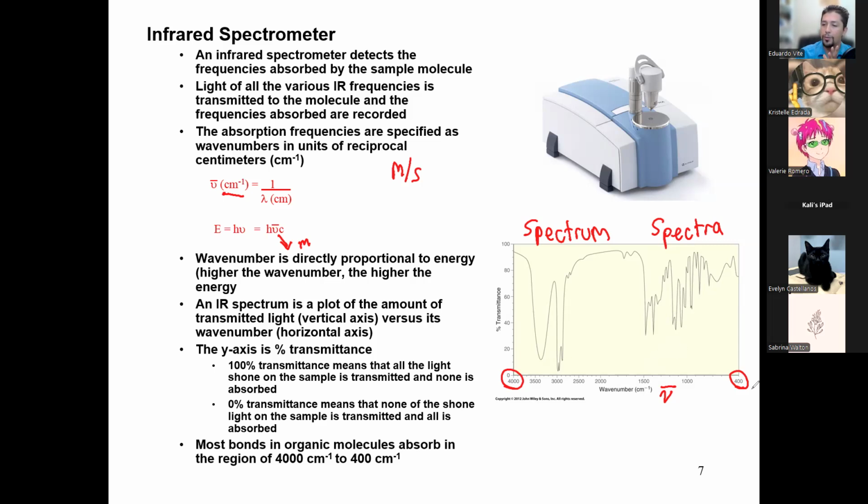And so we only measure from 400 wave numbers to 4,000 wave numbers. That's it. I'm sure there's more higher up. I'm sure there's more lower, but in general, this range is good enough for our identification purposes. We're going to get more into detail in a bit, but this is just the basics of the IR spectrum. Any more questions about this?